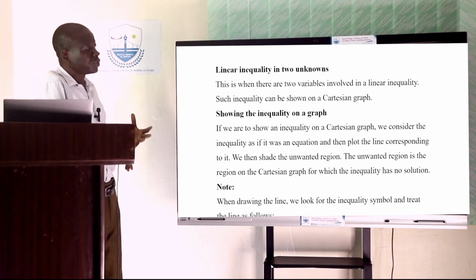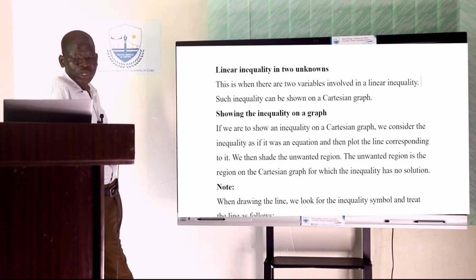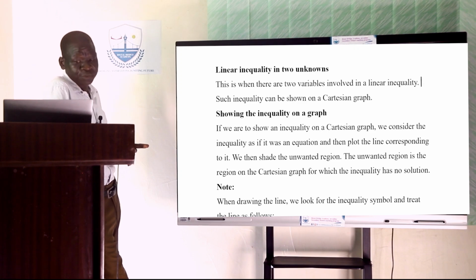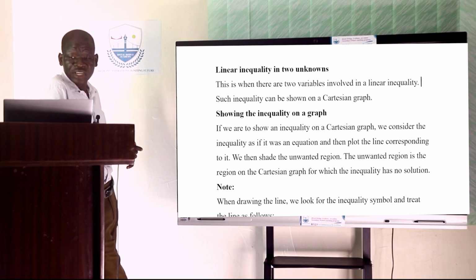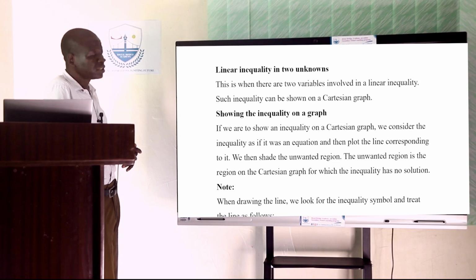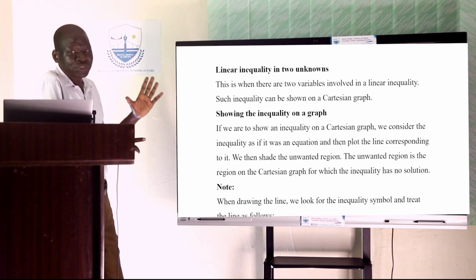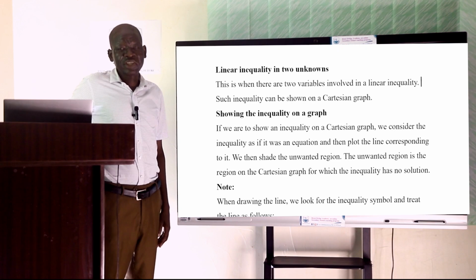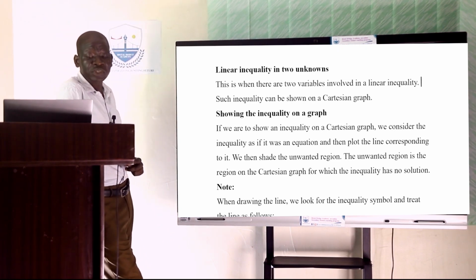How do we show these inequalities graphically? We are going to look at how we can show the inequalities on a graph. If we are to show an inequality on a Cartesian graph, we consider the inequality as if it was an equation, and then plot the line corresponding to it.